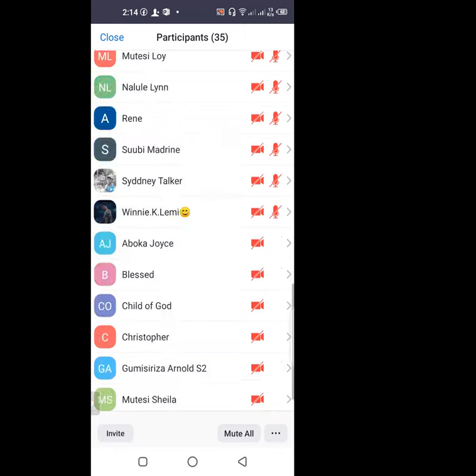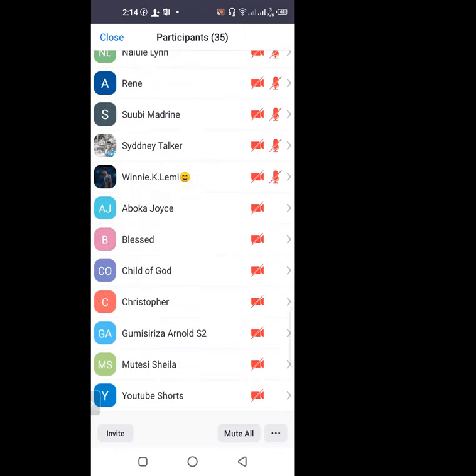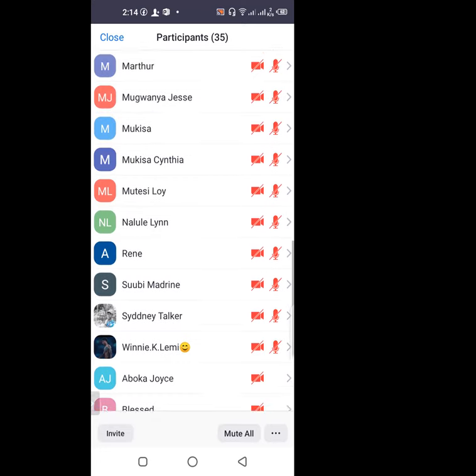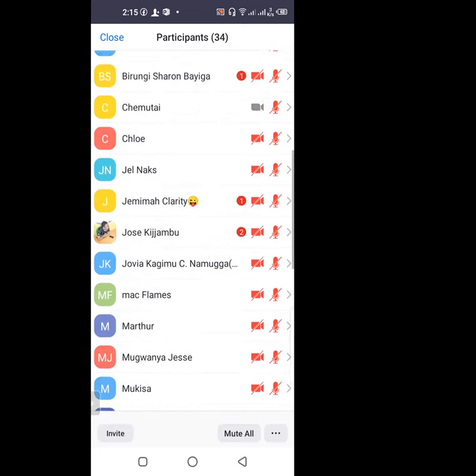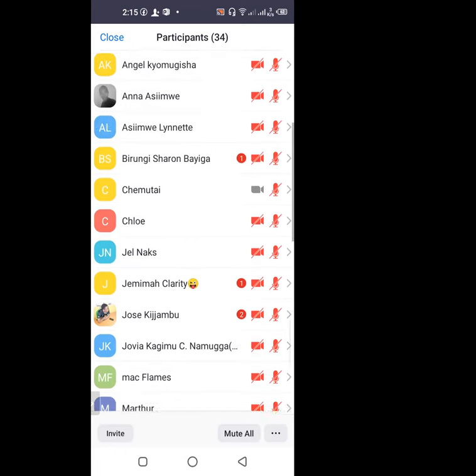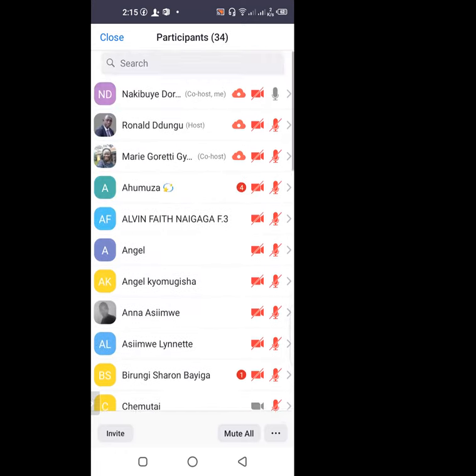In case of any problem, please don't shout. You can raise your hand, and I'll be able to see it, or any other teacher will be helping you out. Or you can put it in the chat, and it will be clarified.